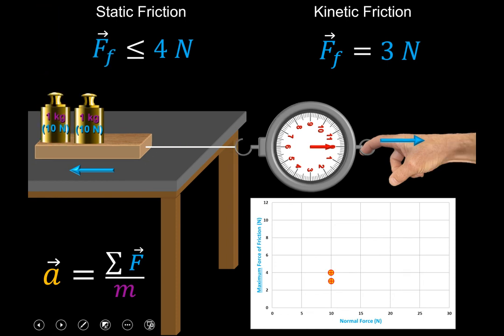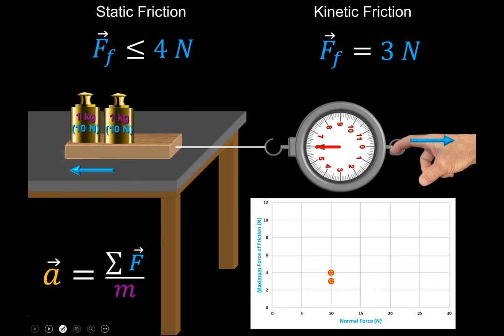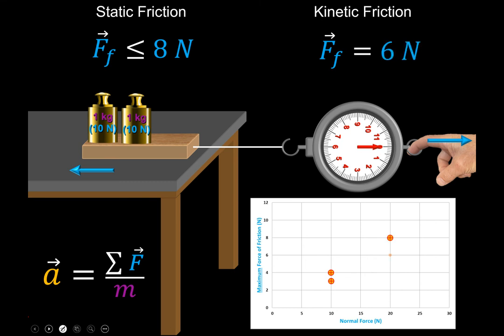Now, if we increase the amount of mass on it, we're increasing the force of gravity, so we're increasing that force of normal, and that's going to end up increasing our friction. If we increase our force of normal, we increase our friction. So force of normal plays a big part in our force of friction.